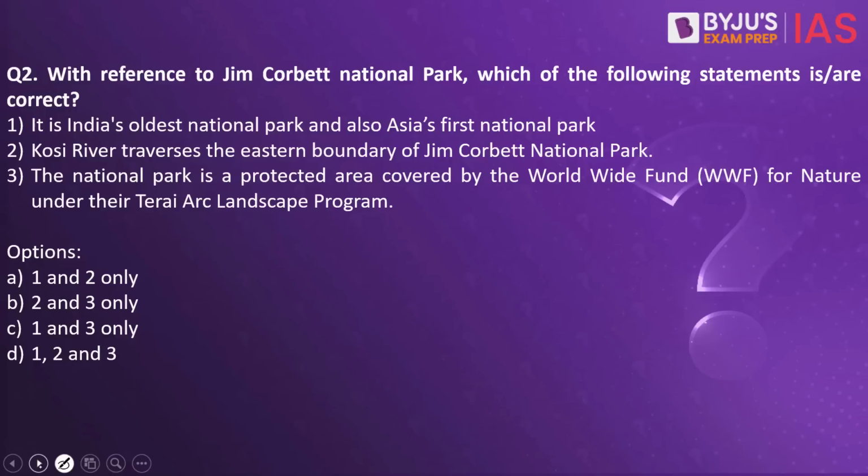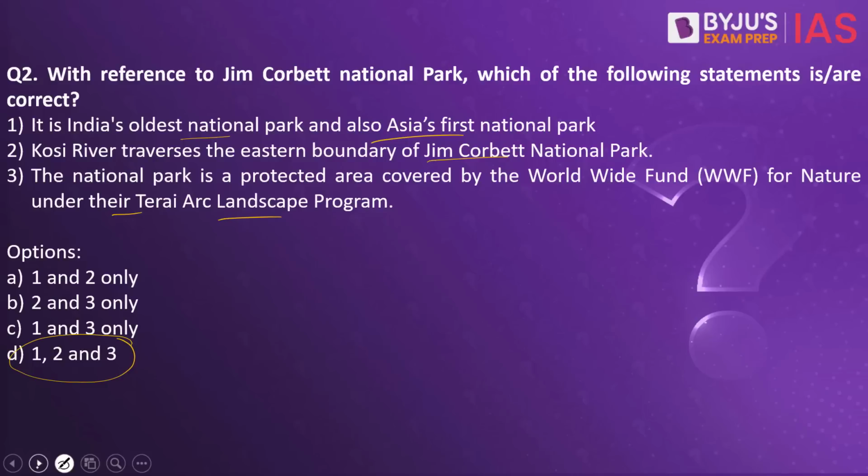With reference to Jim Corbett National Park, which of the following statements are correct? One, it is India's oldest national park and also Asia's first national park. Two, Kosi River traverses the eastern boundary of Jim Corbett National Park. Three, the national park is a protected area covered by the Worldwide Fund for Nature under their Terai Arc Landscape Program. Which of the statements are correct? The answer to this is 1, 2 and 3.